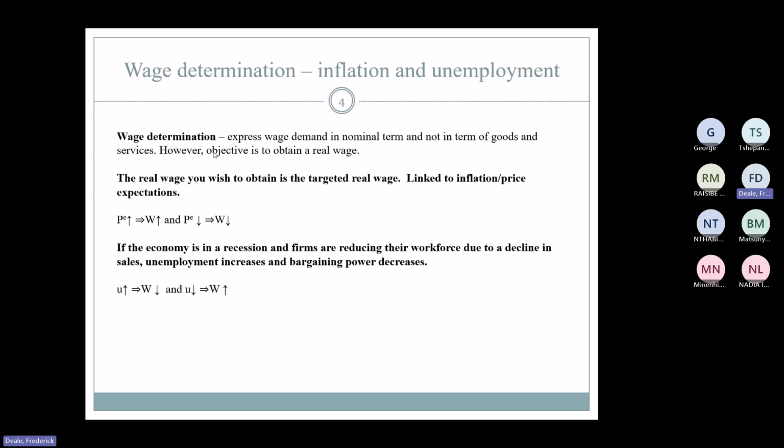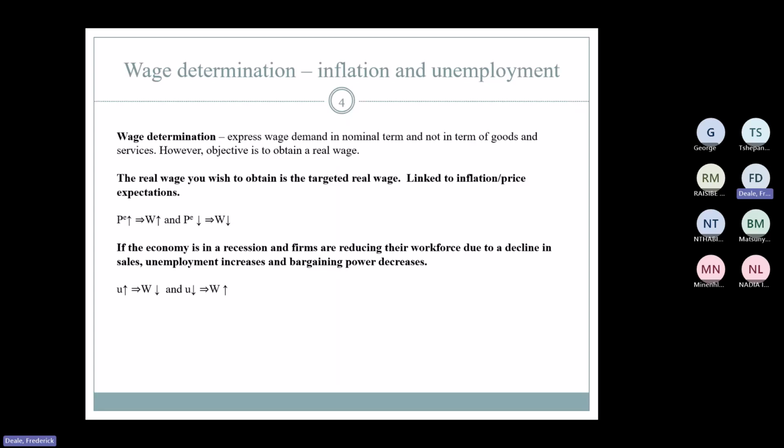But maybe if we can just start with the first section, which is really wage determination. So this is a very important section. We express wages in nominal terms and not in terms of goods and services. This is the first important concept: we say we want to receive 100 Rand an hour. We don't say we want to receive 1 Woolies chicken an hour. So we express it in nominal terms.